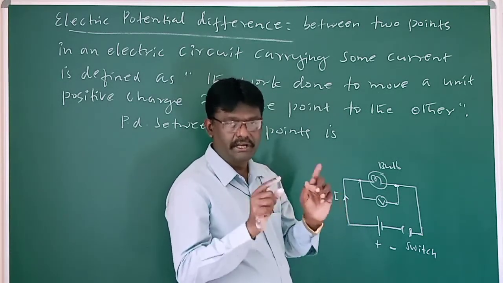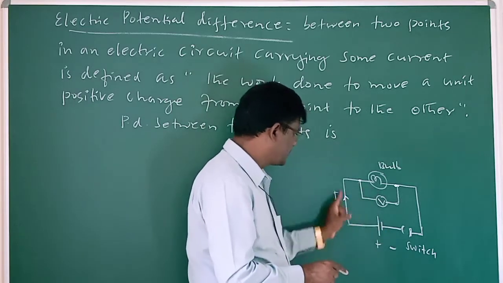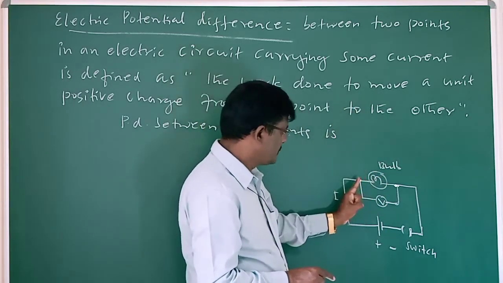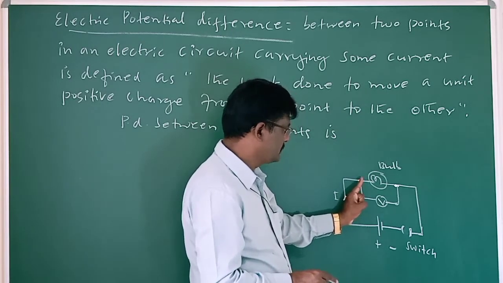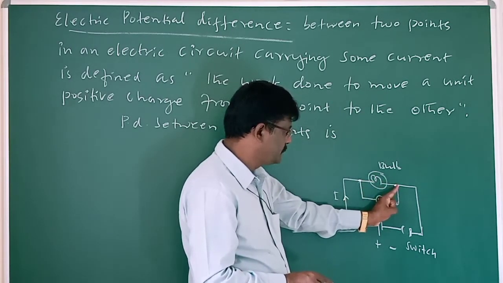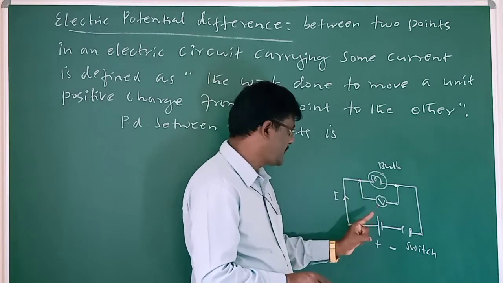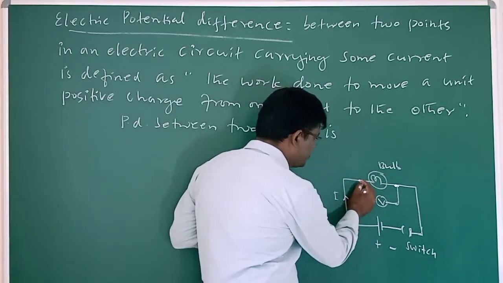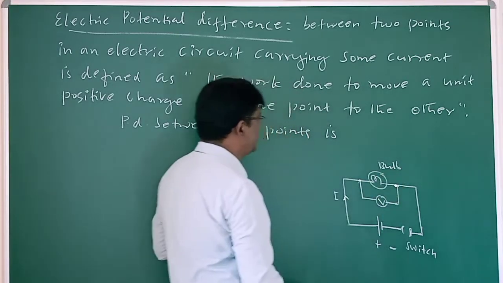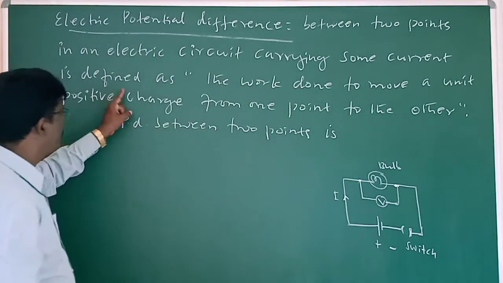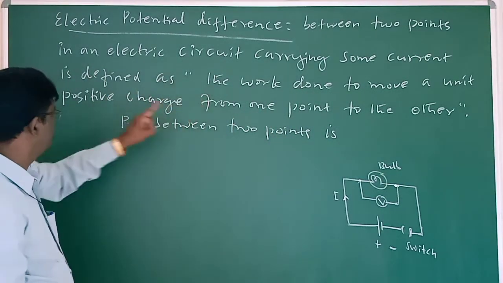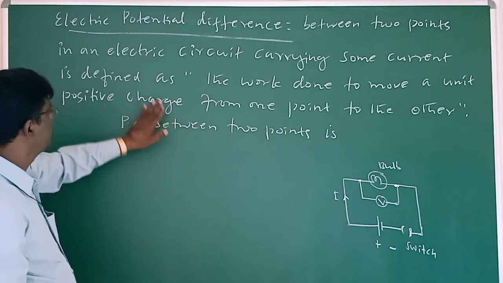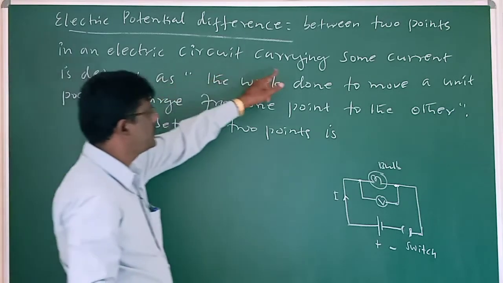Electric potential difference. In a circuit, this is a practical definition. In an electric circuit, the potential difference between any 2 points is defined as work done moving charge from this point to that point. Here one more thing, the work done to move a unit positive charge from one point to another point. See here, carrying some current.